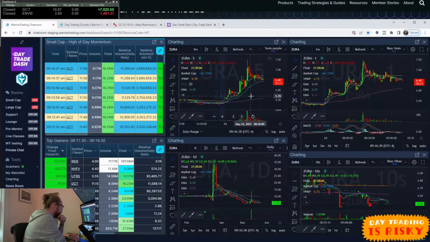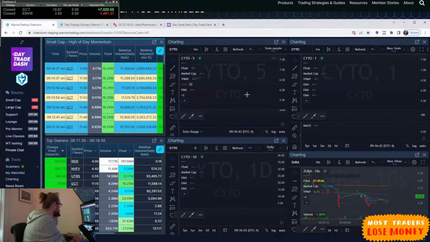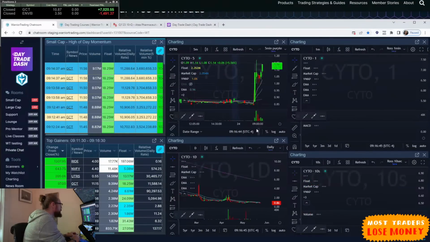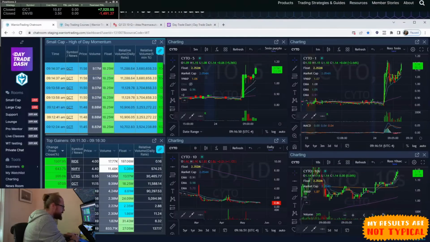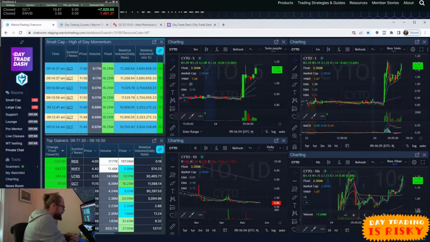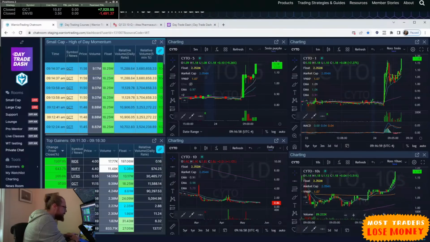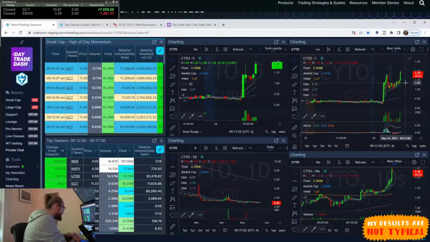Pull back probably too much here. CYTO. Too cheap for me, too cheap. You might think I'm picky, but again, part of my goal is being consistent, and I have to be a little bit picky. I know what I trade the best.